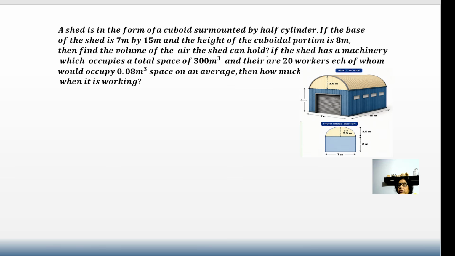First of all, we'll focus on this particular part, which asks us to find out the total volume of the air, or in fact the total space inside the shed. So we'll divide the structure into two parts. This is the base part that we'll take as a cuboid, and the top part we'll take as the half cylinder. So the total volume or the total capacity of the shed will be volume of the cuboid plus the volume of half cylinder.